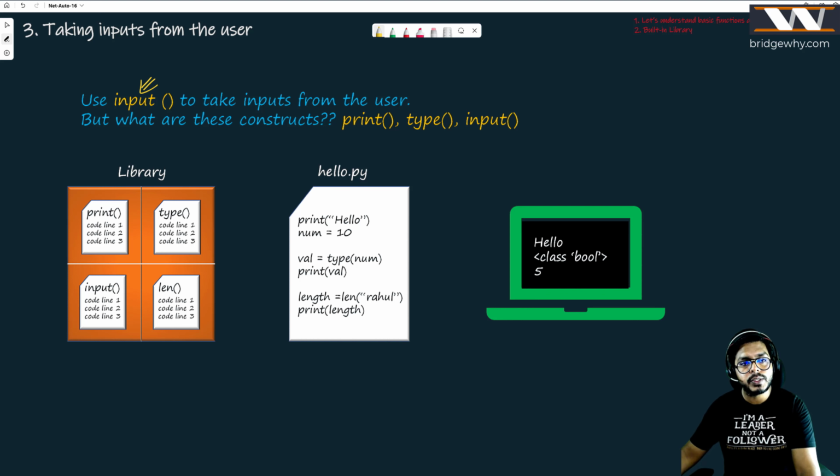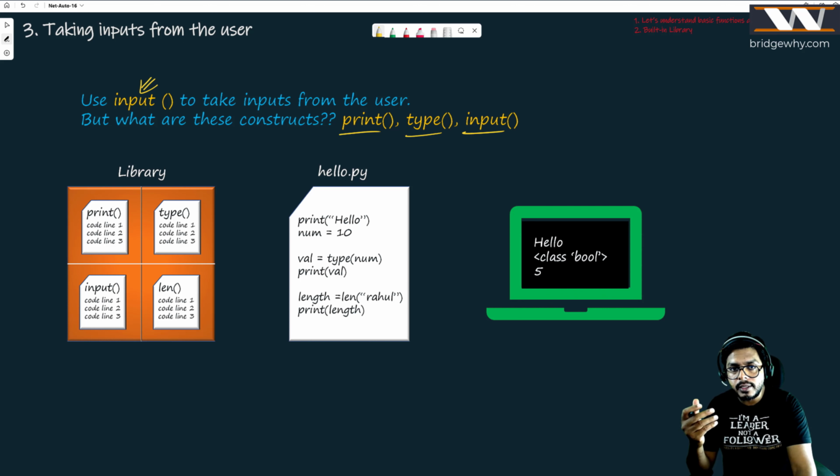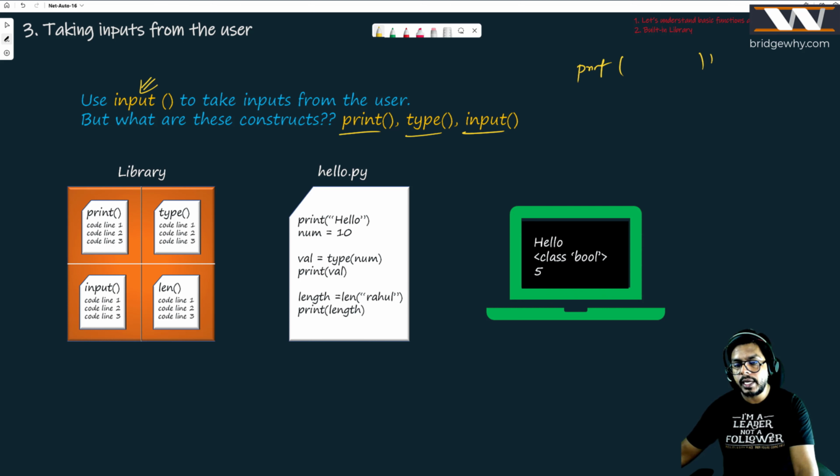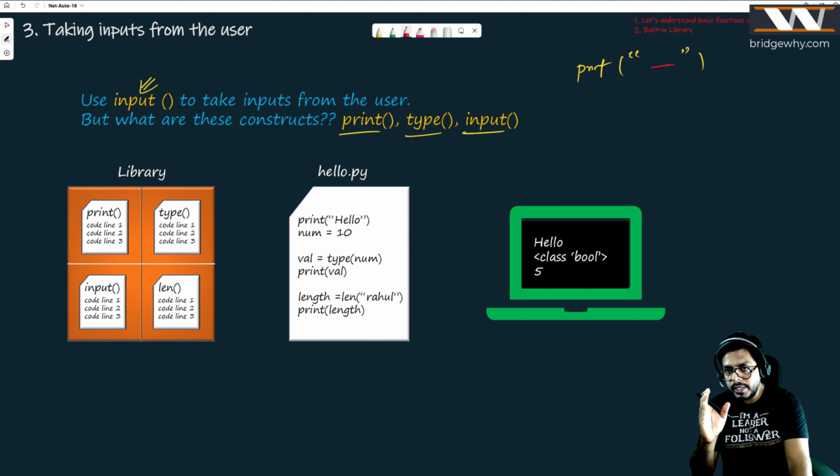But let's talk somewhat in detail about these statements like print, type, input, what exactly these are, right? We are pretty sure that if I write a print and if I write anything inside these double quotes, the print statement is going to print that, whatever it is. But maybe you should be curious to know why it happens.